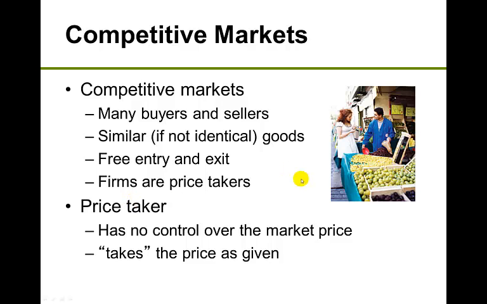So just to review, we talked about this before, but perfectly competitive markets are markets where there are many buyers and many sellers. The sellers are selling goods that are very similar, if not identical. There's free entry and exit for the sellers, very easy for sellers and producers to enter the market, very easy for them to leave the market. And what that means is that firms are price takers. So each individual firm has no control over the market price. Each individual firm just looks out, sees what the market price is, and that's the price that that firm charges.